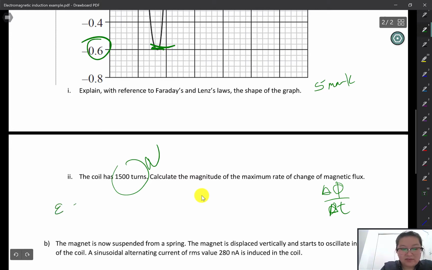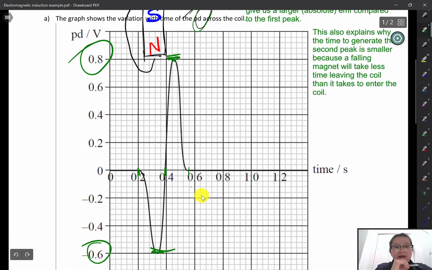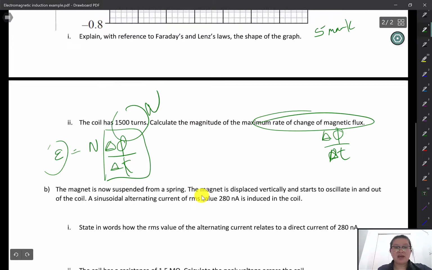So we do have the EMF. The EMF is equal to the N number of coils times the change in the magnetic flux here. So all we have to do is solve for this part here, which is what they're asking for. And it's looking for the maximum, meaning that we're probably going to take the maximum EMF. The maximum EMF is 0.8 volts. Okay, that's the maximum. So we're going to use N to find dΦ over dt. So EMF max over the N value is just 0.8 volts over 1,500 turns.